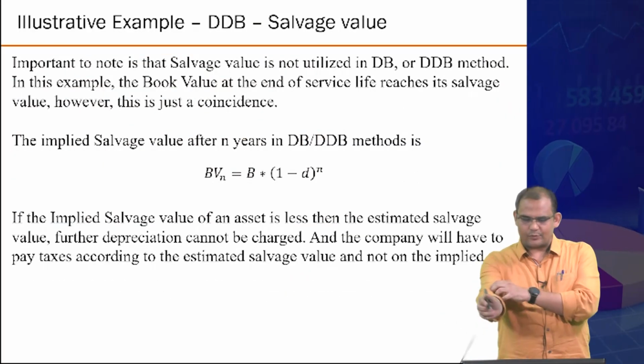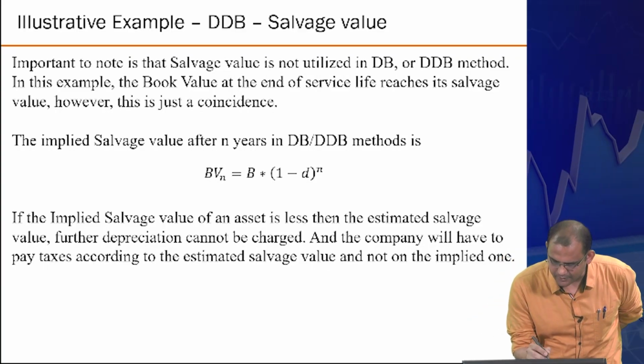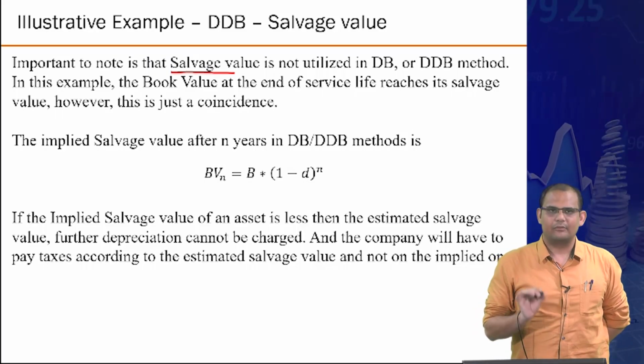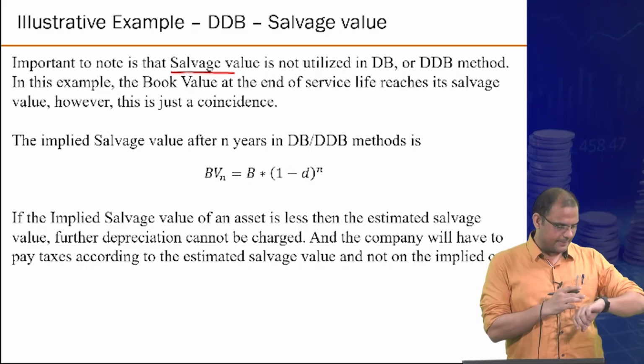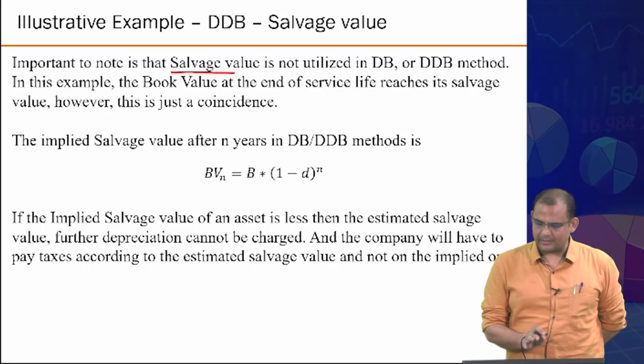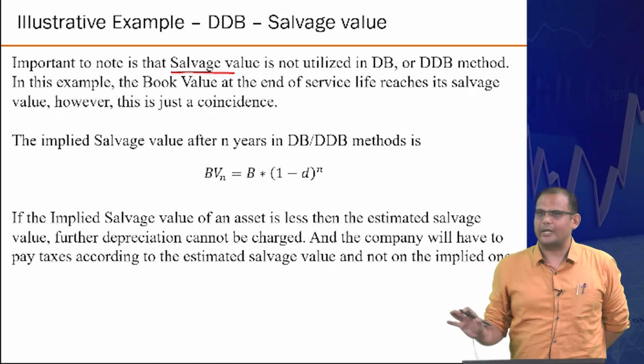So I just wanted to clarify this particular point. Important to note in the same point, the salvage value is not utilized while you are calculating using the declining balance method and double declining balance method. In the previous example, the book value reaches the salvage value, and that is purely coincidental.